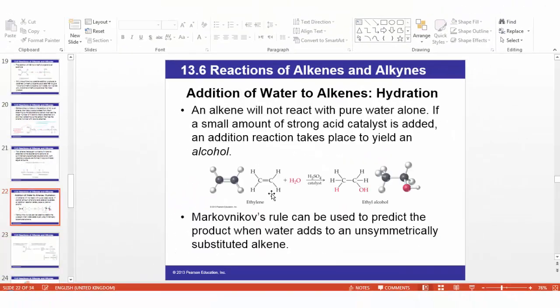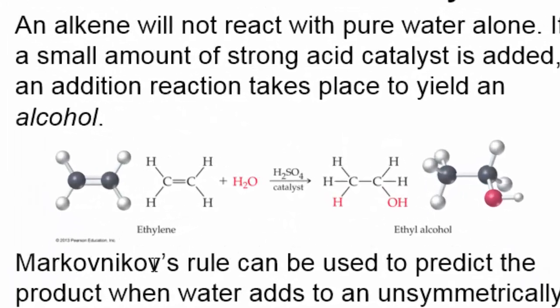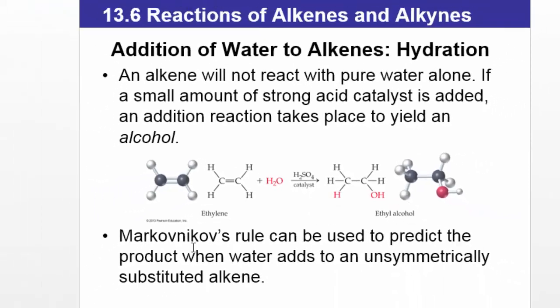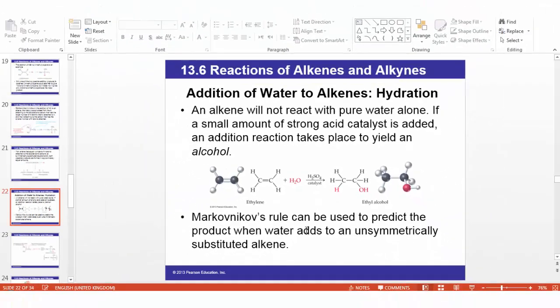What about addition of water to alkenes? This is called hydration. An alkene will not react with pure water alone. If a small amount of a strong acid catalyst like H2SO4 is added, an addition reaction takes place to yield an alcohol. So if you have, for example, ethylene plus water in the presence of H2SO4 as a catalyst, we get ethyl alcohol.